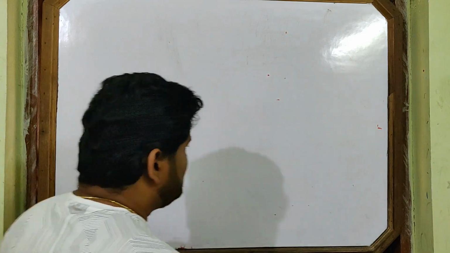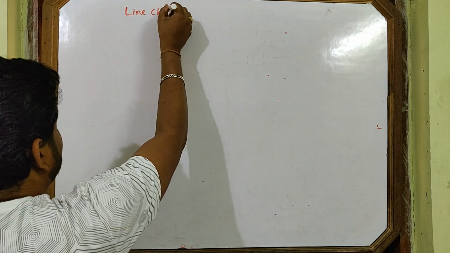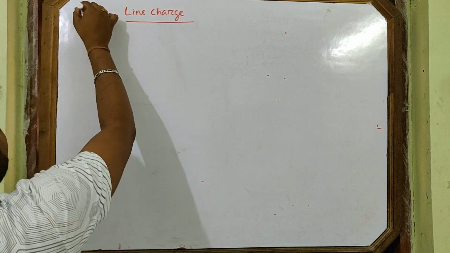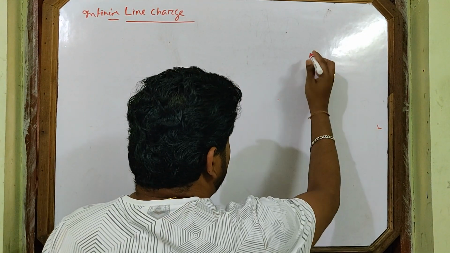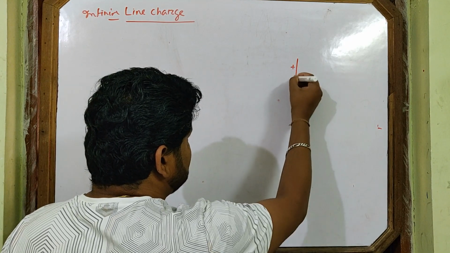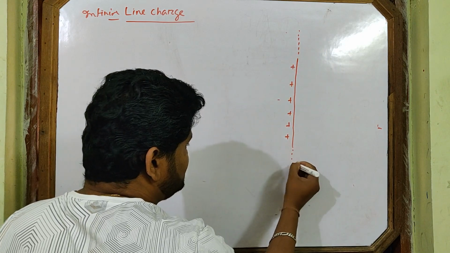In your book you will find three applications of Gauss law: line charge, surface charge, then conducting spherical shell. But today I'll do four applications of Gauss law. You see, first you come to linear charge, infinite line charge. This is an infinite line charge. Now you take the infinite line charge. It extends up to infinity, which is shown by the dotted symbol.